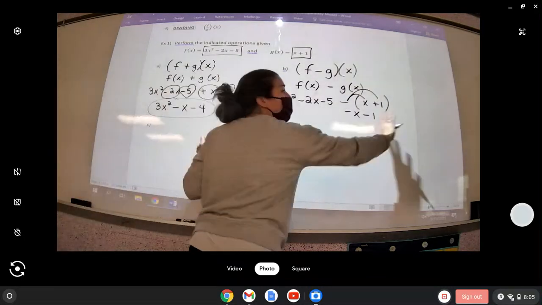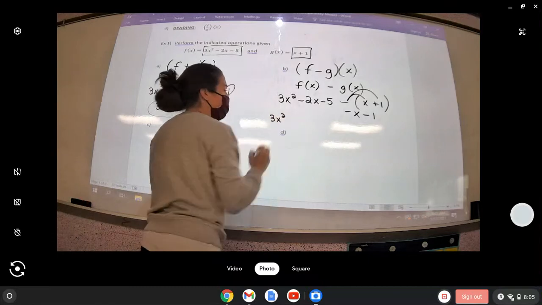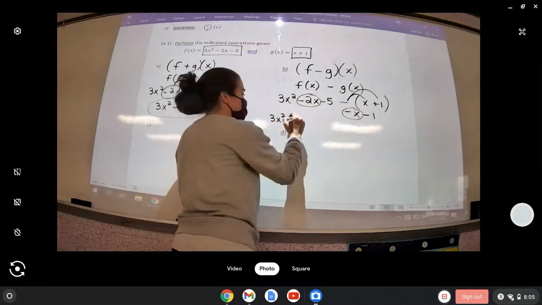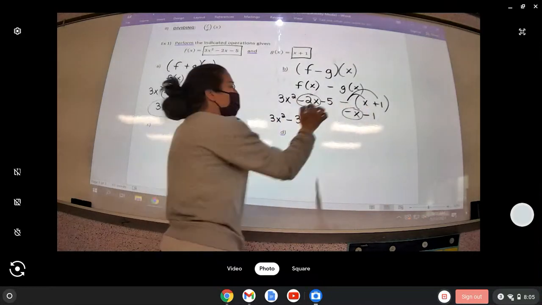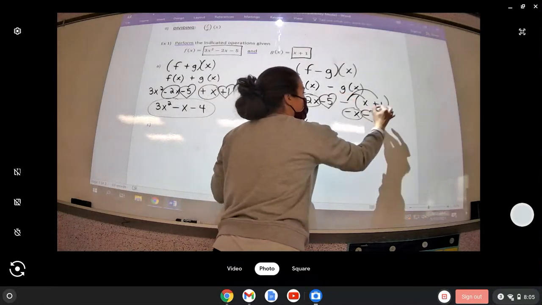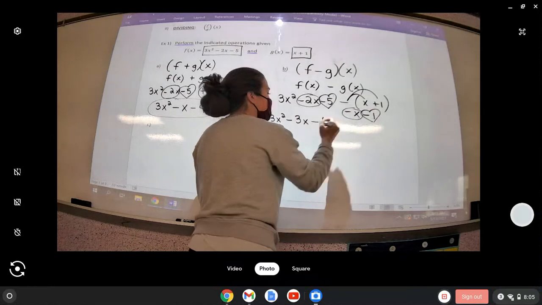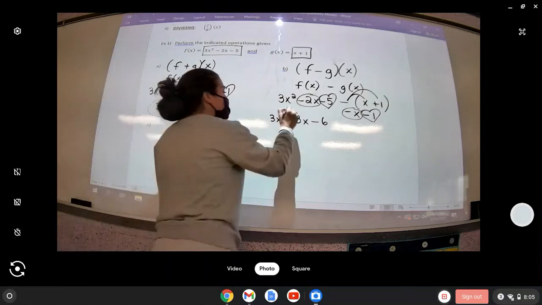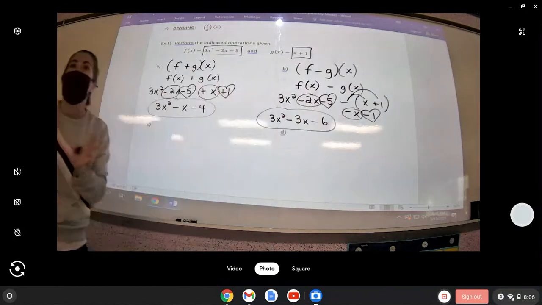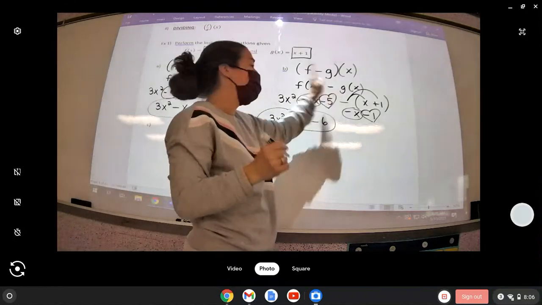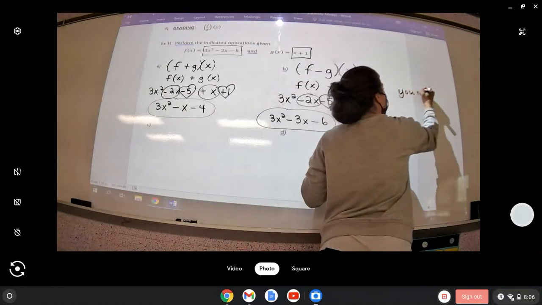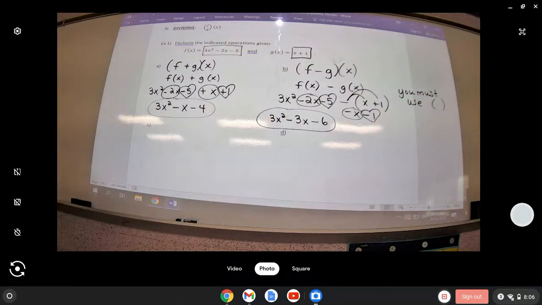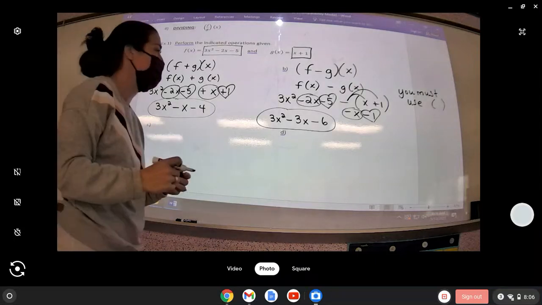All right, so 3x squared and no other x squared will stay 3x squared. Minus 2x and minus 1 more x is now negative 3x's. All right, and then negative 5 minus 1 more is now going to be minus 6. And there is your new function that you get when you subtract g from f. And you're done. So it's nice and easy. So again, I just can't stress enough that with the subtraction, you must use parentheses. You have to put that function that you are subtracting in parentheses. Otherwise, you will not get it correct.